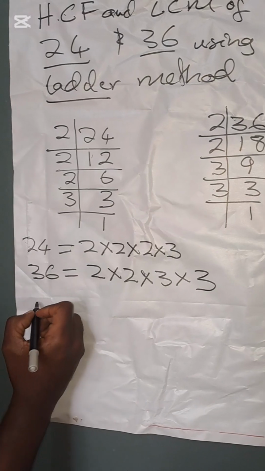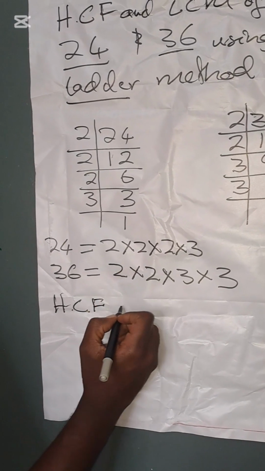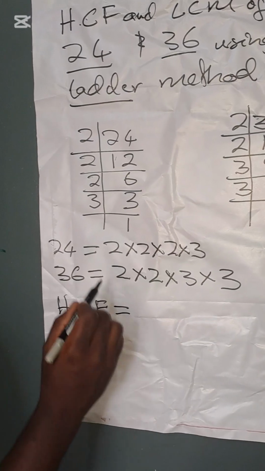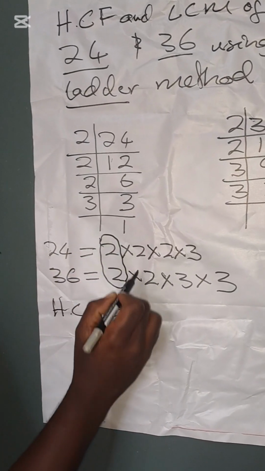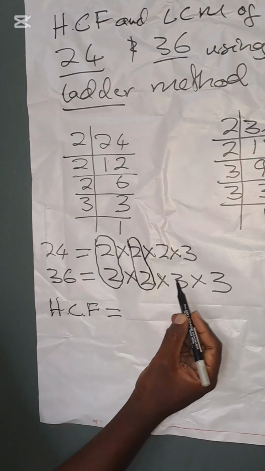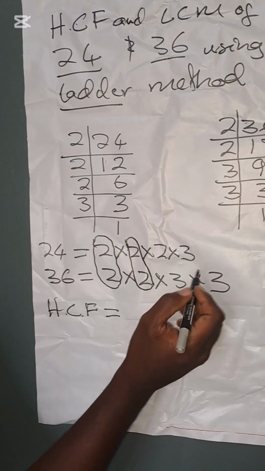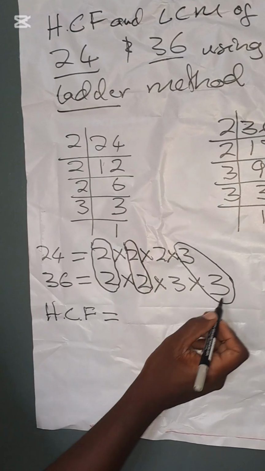Okay, now I want the highest common factor. All right, I've got a 2 and a 2 that are common. I'll put it in one band. A 2 and a 2 are common. I'll put it in another band. Now a 2 and a 3, these are not common. Now I've got a 3 and a 3 that are not common.